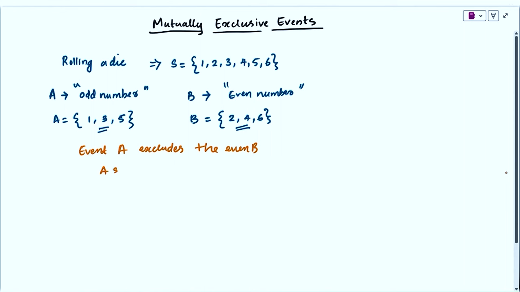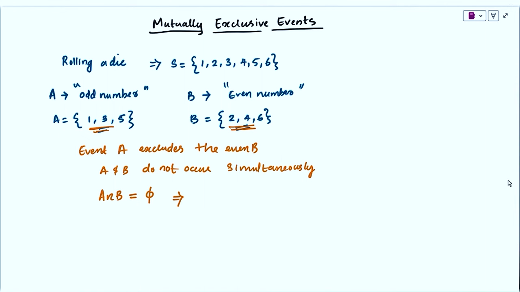So we can say that A and B do not occur simultaneously. These are the main points. That is, we do not have the same elements in both A and B. So if we take the intersection of the events A and B, we get the null set because we do not have any common element in these two sets. So we can say that A and B are disjoint sets.